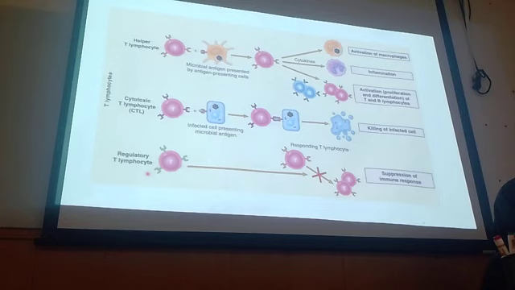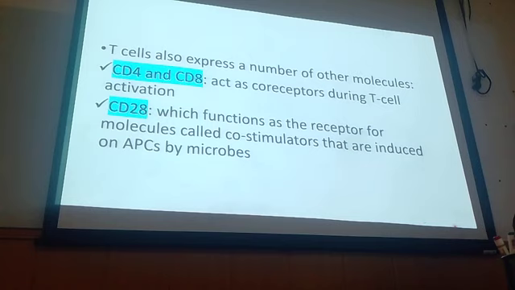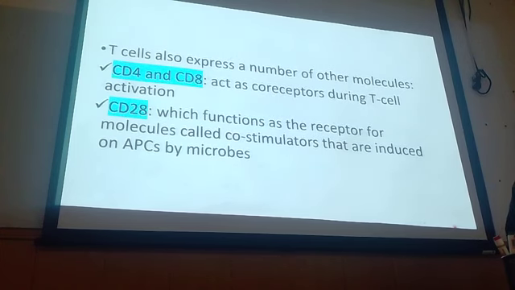And we have regulatory T lymphocytes. The major function is suppression of immune response. Regulatory T lymphocytes are needed for subsiding, for suppression of the immune response. They are anti-inflammatory cells. We have CD4 and CD8 on the T cells, and we have CD28 which functions as the receptor for molecules called co-stimulators. CD28 is a co-stimulator that is induced on APC by microbes.